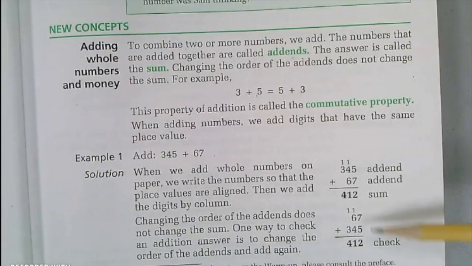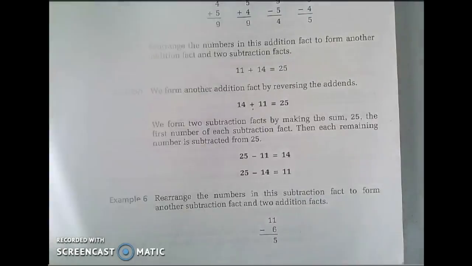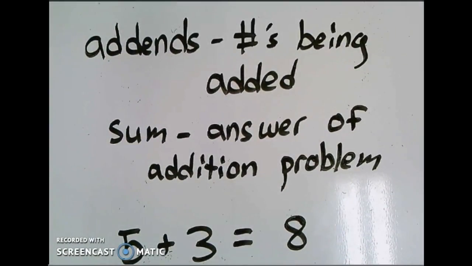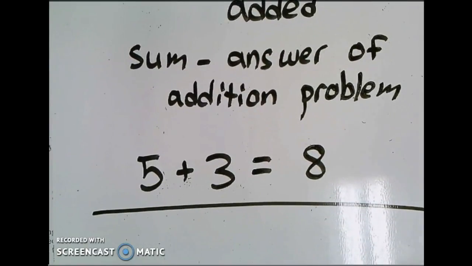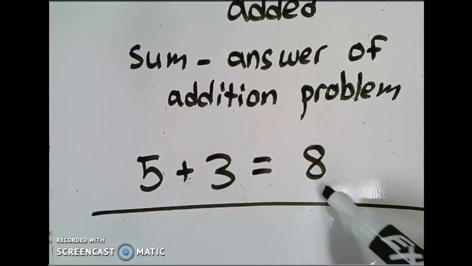Okay, changing the order of the addends doesn't matter. If we added 67 plus 345, it would be the same thing. So here is your first vocab you need to put in your notebook. Addends are the numbers being added, and the sum is the answer of the addition problem. In this case, we have 5 plus 3. So the 5 and the 3 would be the addends, and the 8 would be the sum.